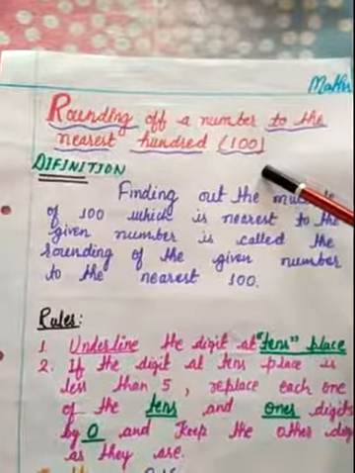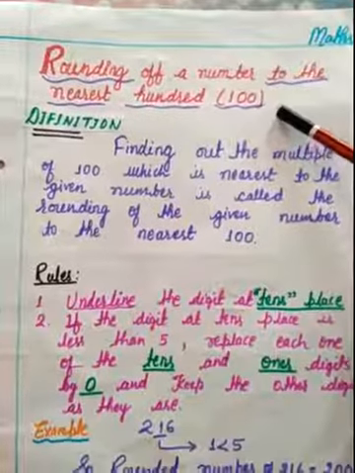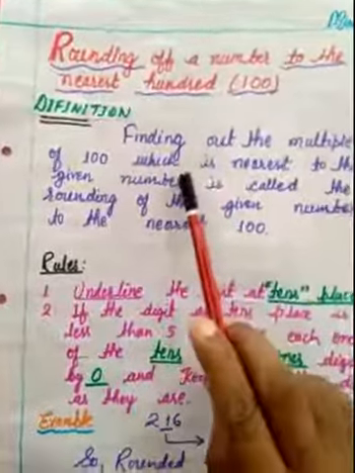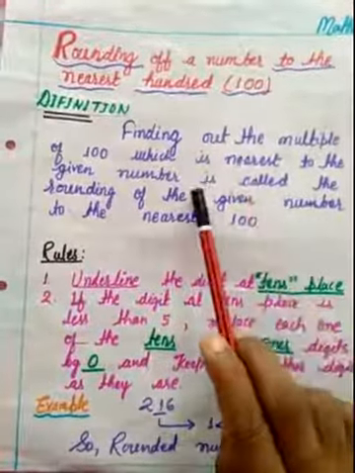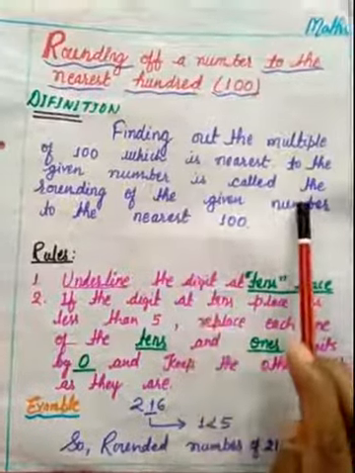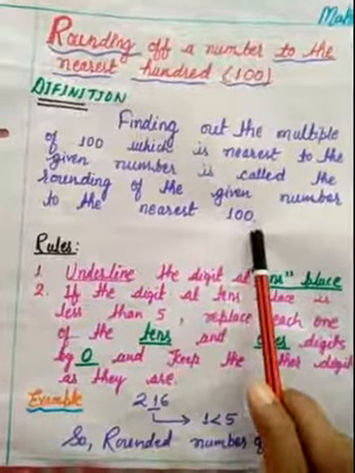I hope you all understood. Today we will start rounding of a number to the nearest 100. Definition of this: finding out the multiple of 100 which is nearest to the given number is called the rounding of the given number to the nearest 100.